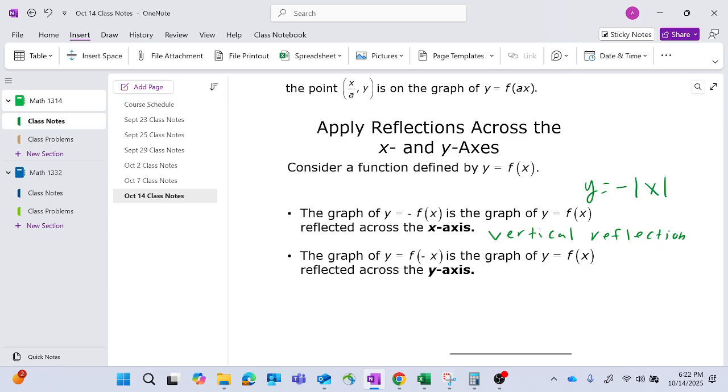And then the next one, you have a reflection across the y-axis. You have something like y equals the absolute value of negative x, where that's going to be a horizontal reflection. Across the y-axis is a horizontal reflection.